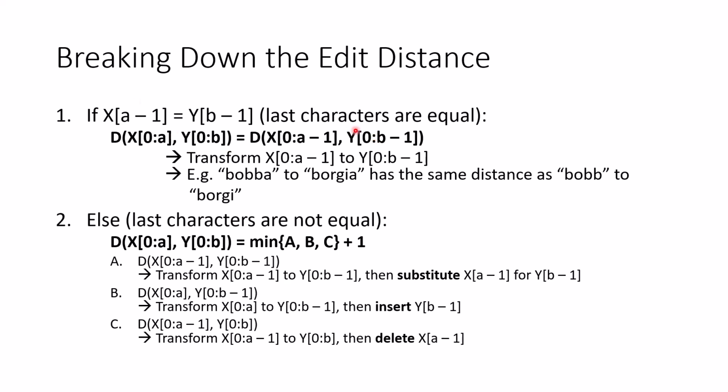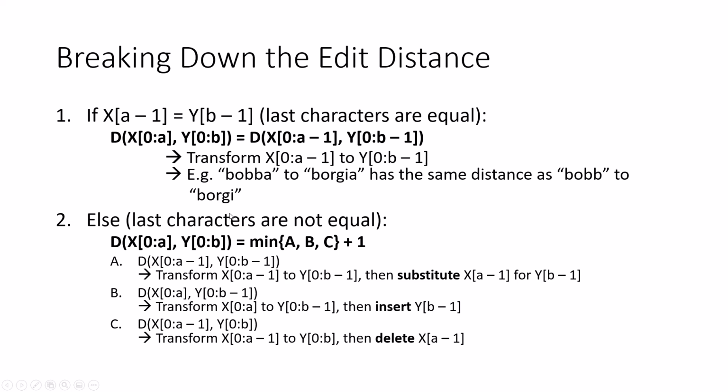And why is that? Well, if the last characters are equal, we just need to find the distance from the first a minus 1 to the first b minus 1, and not even worry about the last character because they are already equal. So this is a case where the edit distance is just going to be the edit distance of two smaller strings, where each of them is smaller by 1. So for example, Baba to Borja is going to have the same distance as just Bob to Borgi over here, because these last characters are the same. Okay, so that's the simplest case.